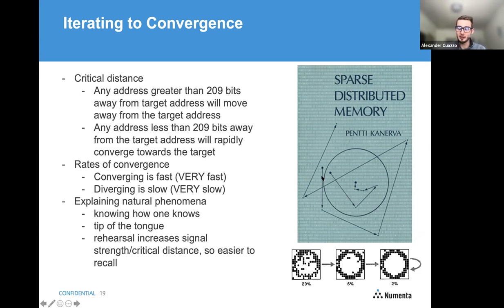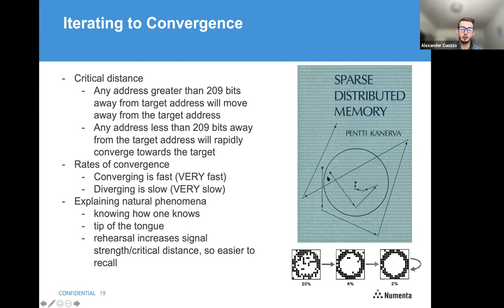The thing that I liked about this was that it related back to the natural phenomenon of knowing how you know something. He maps that onto starting within the critical distance. If you start within the critical distance, then you'll know that you know by iterating to convergence and getting there quickly. But if you iterate from a random location where you're not converging, you will know that you're not converging after only 10 iterations. So that's why he claims you can know that you know something. And if you don't know, you're not going to claim to know it because of the random firing of neurons in your brain, because they're not converging.